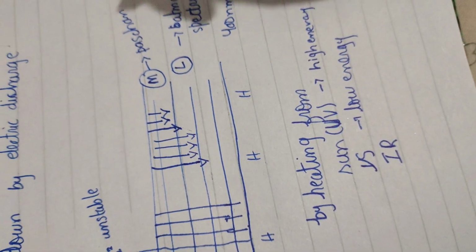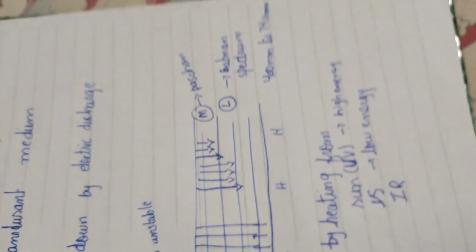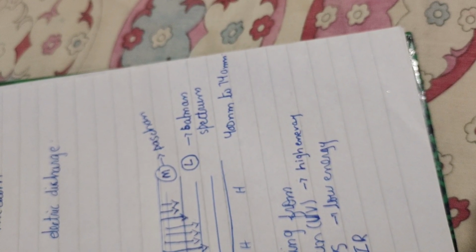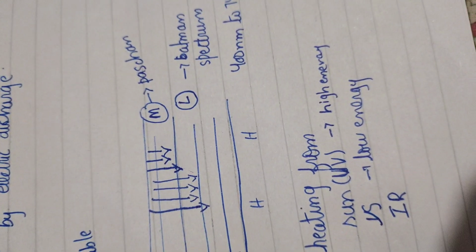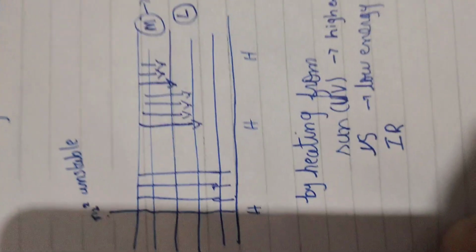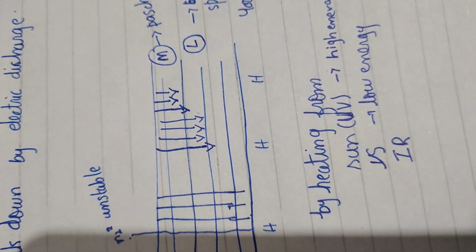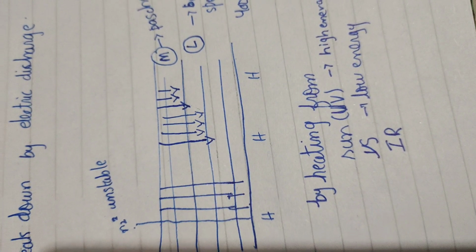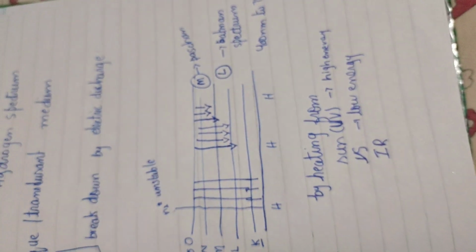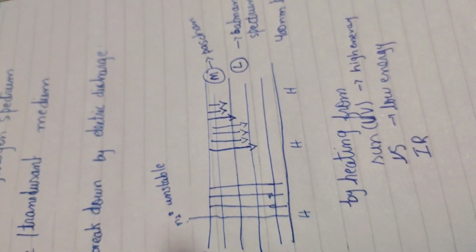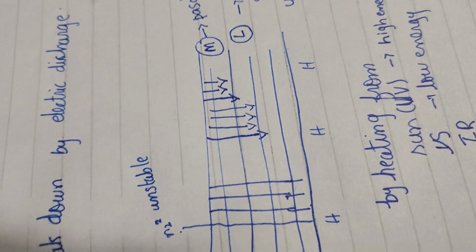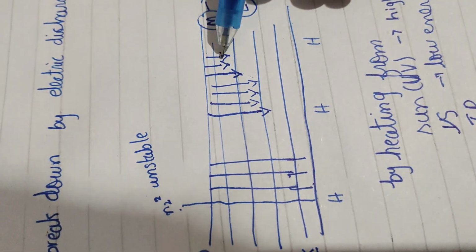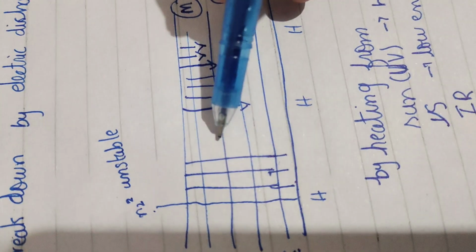They will drop in the M shell. So this will be known as the Paschen spectrum. I'll give more detail about it, don't worry. So let's discuss our fourth phenomenon. I don't have space here, so I'm going to make it over here.